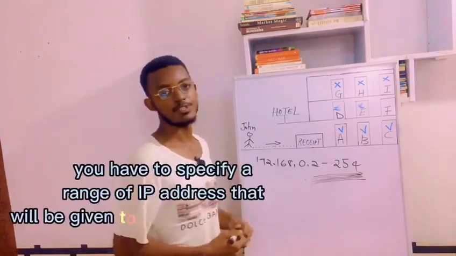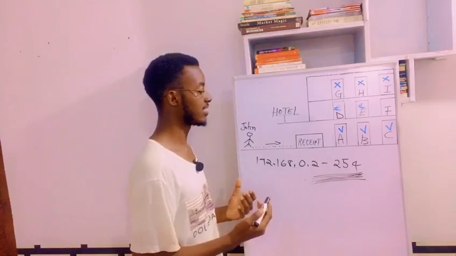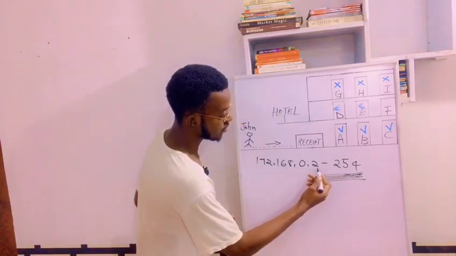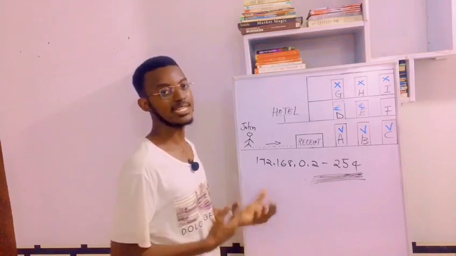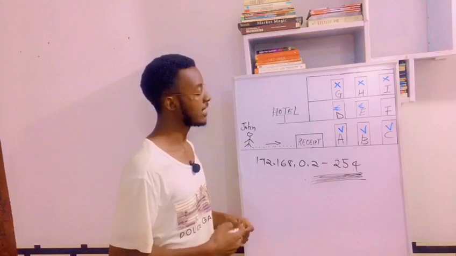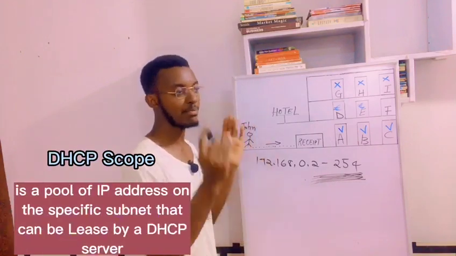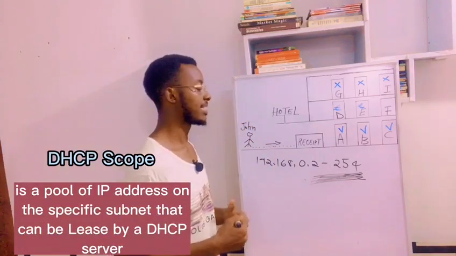Now you have to specify the range, as a network admin, or a scope of IP addresses. So this is the range, as well as excluded IP addresses that won't be assigned to the client computer. So the DHCP scope is a pool of IP addresses on a specific subnet that can be leased by the DHCP server.